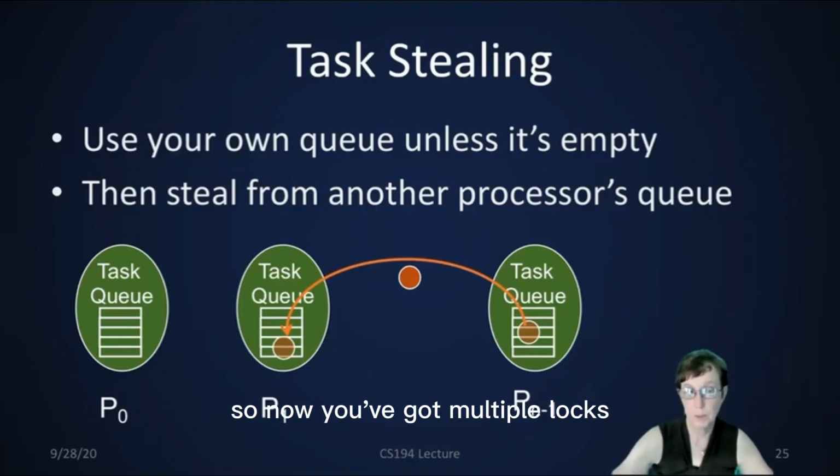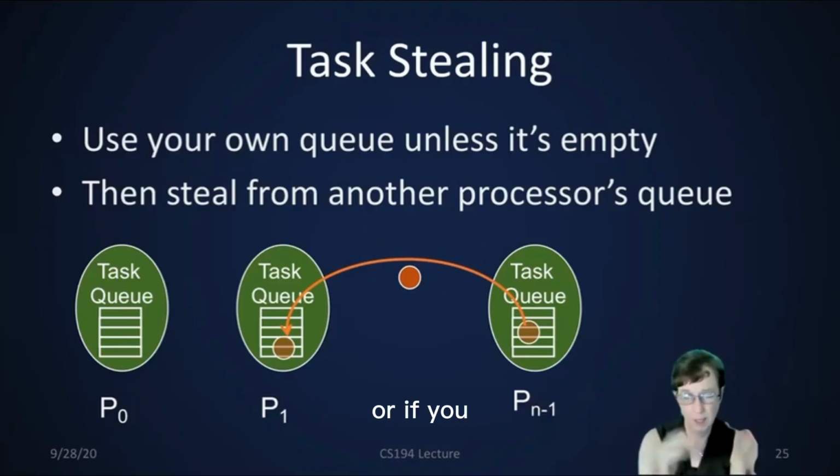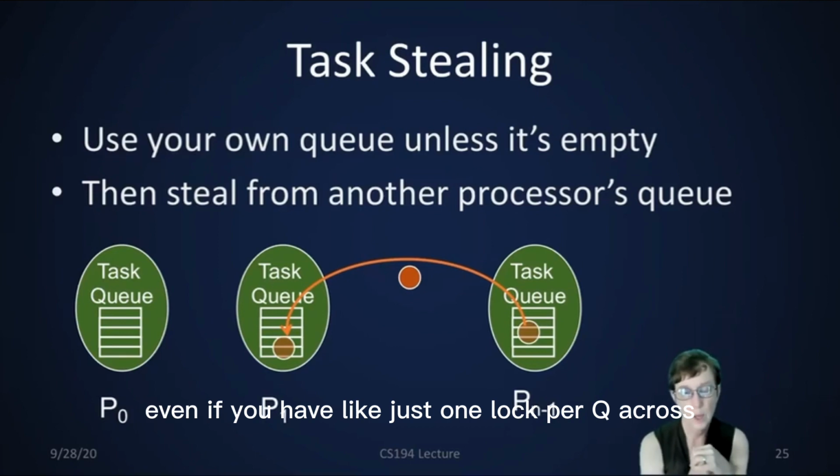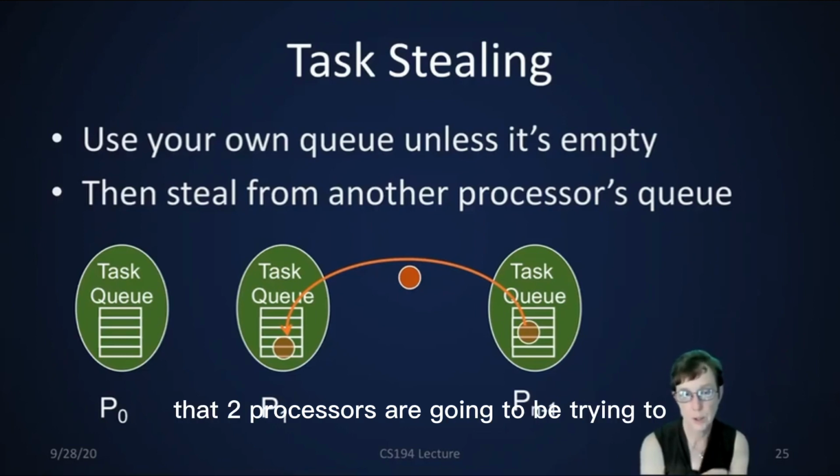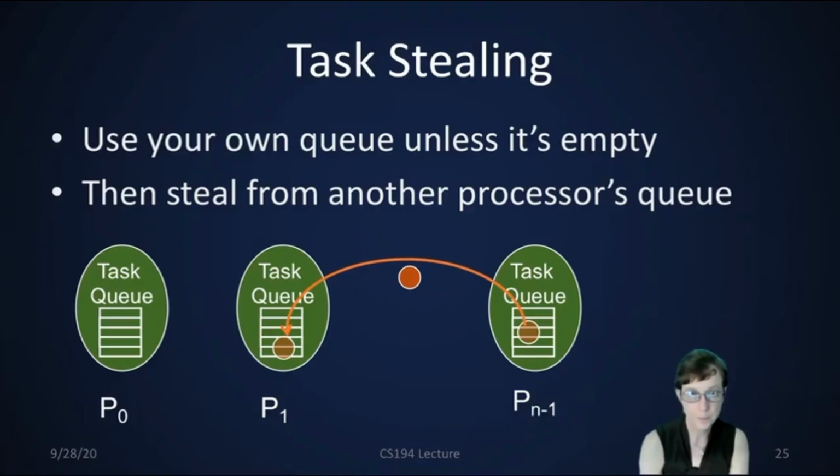So now you've got multiple locks, one on each one of these, or even if you have just one lock per queue across the whole thing, you have avoided the contention by reducing the chance that two processors are going to be trying to modify the same queue at the same point in time.